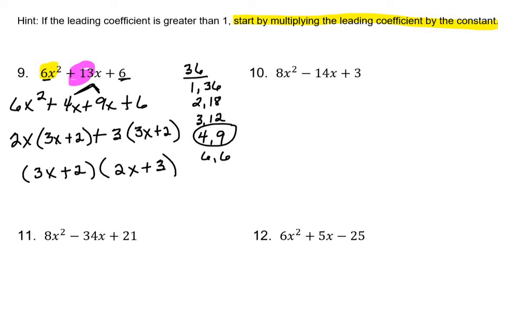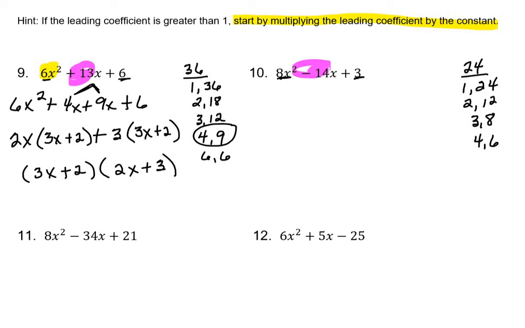Okay, problem 10. Again, I have a coefficient in front of this x squared, so I am going to multiply my leading coefficient times my constant. 8 times 3 is 24. And I'm going to list out factor pairs of 24. Now I want numbers that multiply to give me 24 and add to give me negative 14.